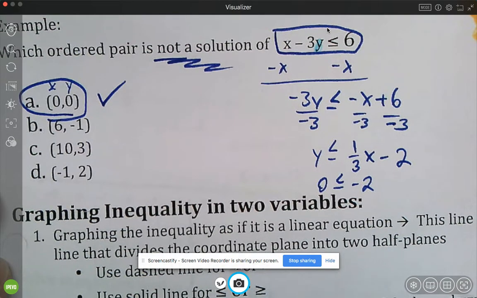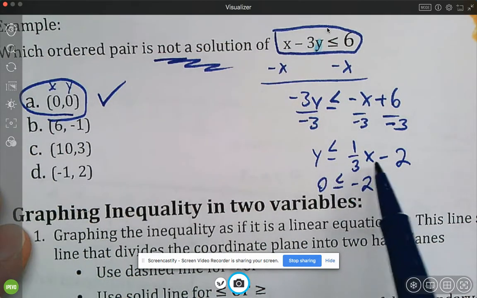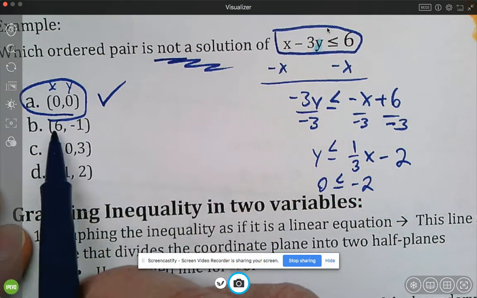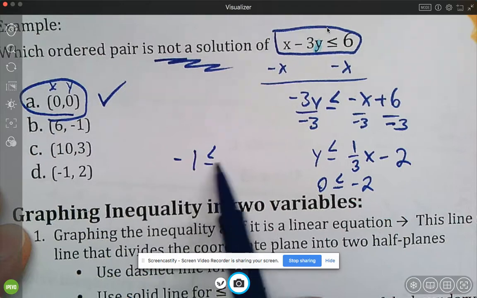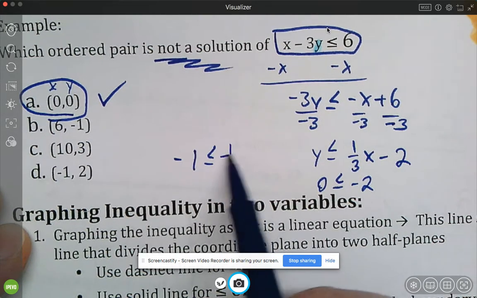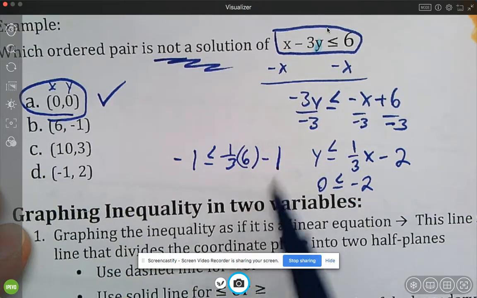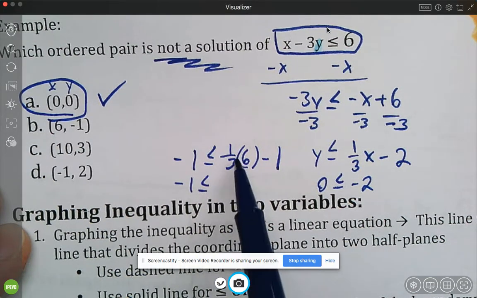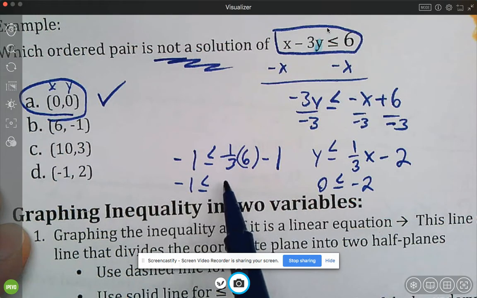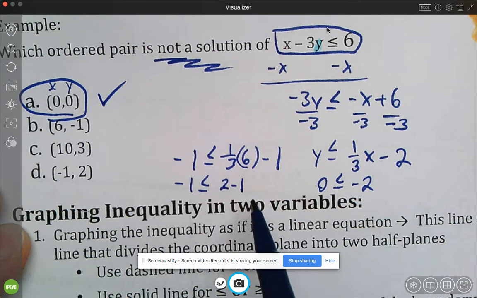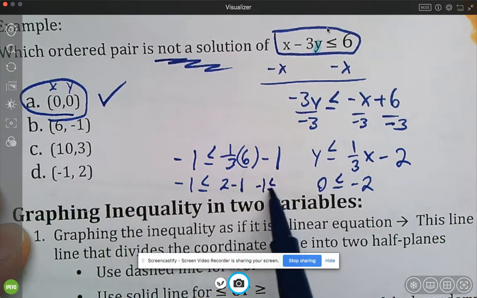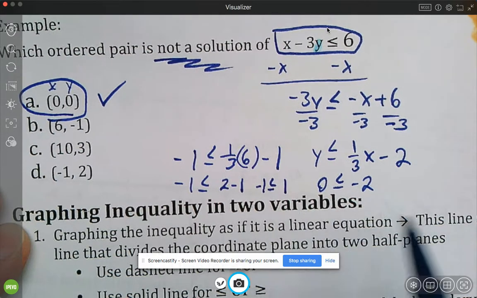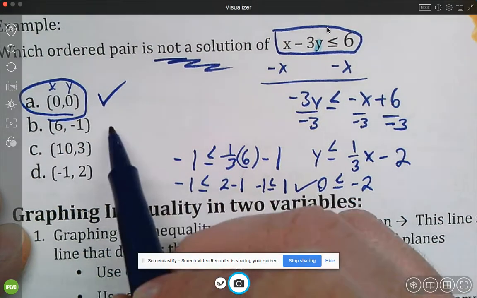The next one, if I plug this in, let's go right, I guess, here to b. So if I put negative 1 in, negative 1 is less than or equal to 1/3 times 6 minus 1. So I'm left with negative 1 is less than or equal to, what's a third times 6? That would be 2 minus 1. And 2 minus 1, let's double check that, is 1. So negative 1 is less than or equal to 1. And that is also true. So that would be shaded.